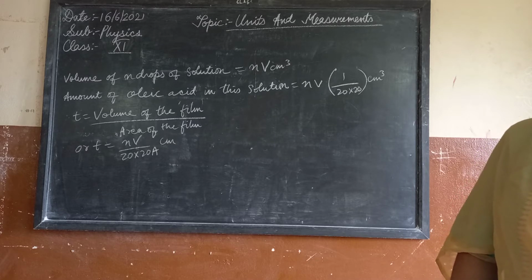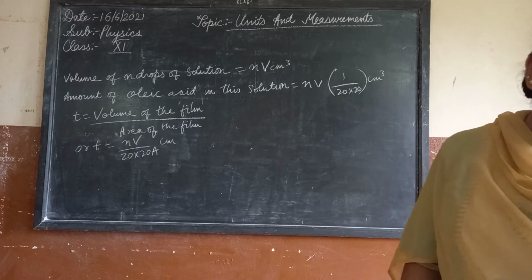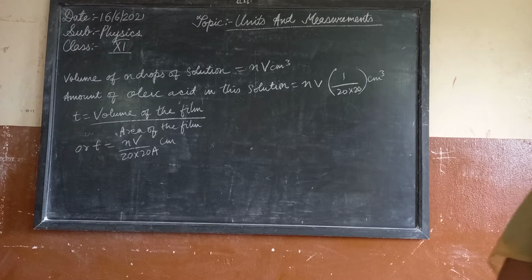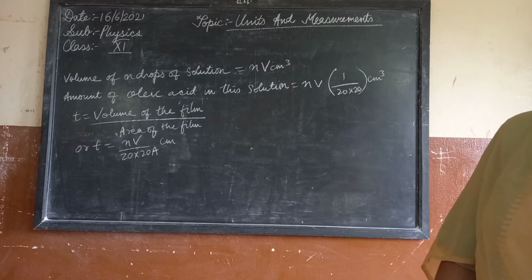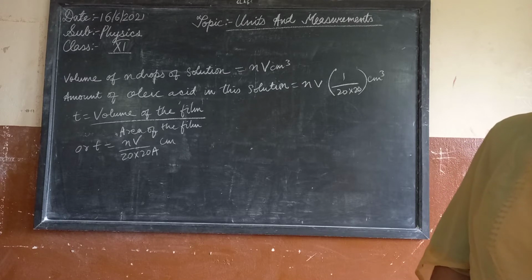We dissolve 1 cubic centimeter of oleic acid in alcohol to make a solution of 20 cubic centimeter. Then we take 1 cubic centimeter of this solution and dilute it to 20 cubic centimeter using alcohol. So the concentration of the solution is equal to 1 upon 20 into 20 cubic centimeter of oleic acid per cubic centimeter of the solution.